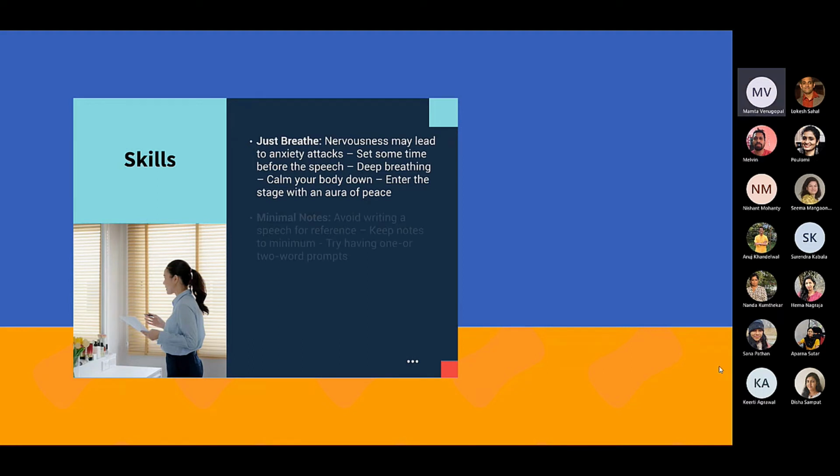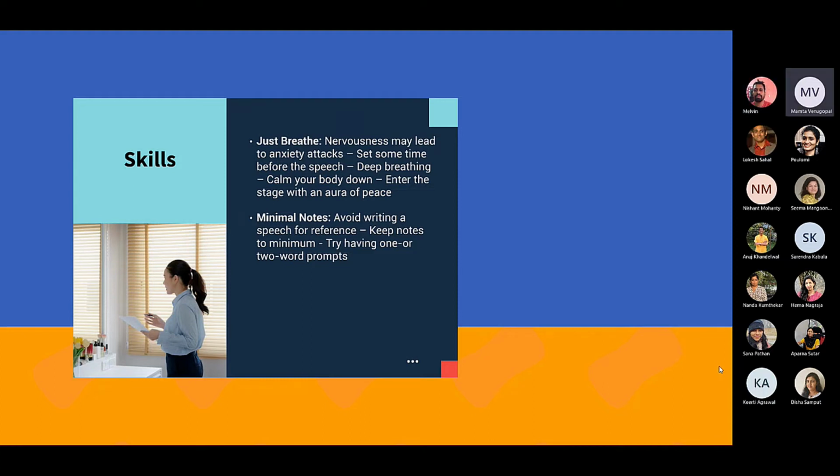Further, we have minimal notes. To avoid writing a lengthy speech, just keep the notes to the minimum. You can also use one or two word prompts for every point. Doing so helps to keep pace and it doesn't divert your audience.